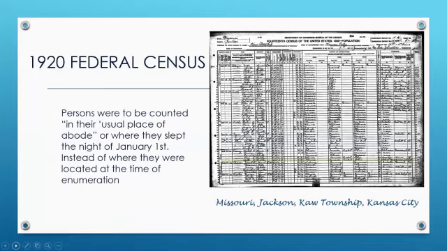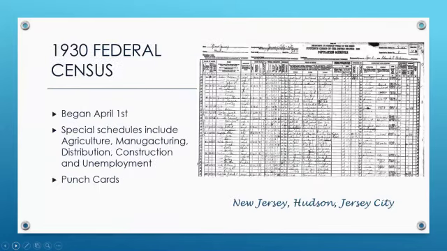It is completely unclear why the government decided to do this, but if you find your family member in a 1920 federal census that says they lived in place A, and you try to confirm that, it may be that they moved in between the time that the census was taken and January 1st.